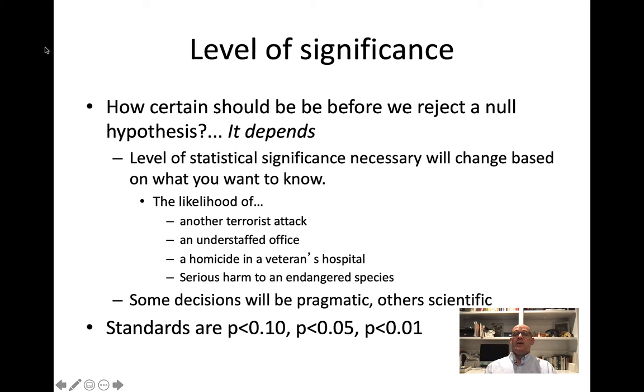Or in other words, the probability of the null hypothesis being true at 10%, that's p 0.10. The probability of 5% chance the null hypothesis is true, that's p less than 0.05. Or p less than 0.01, or a 1% chance that the null hypothesis is true.